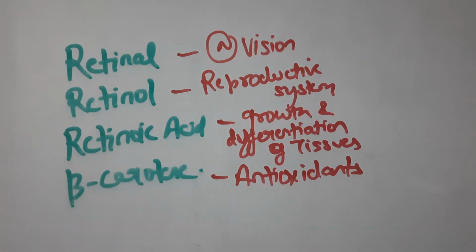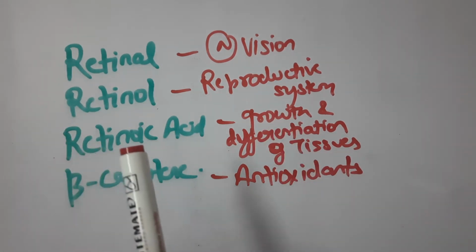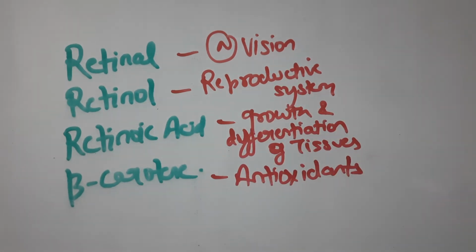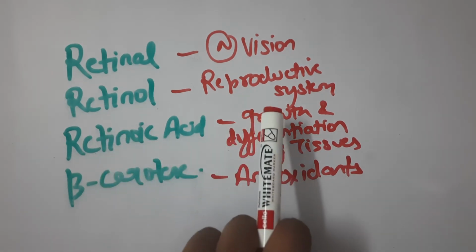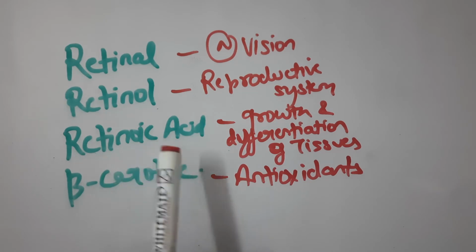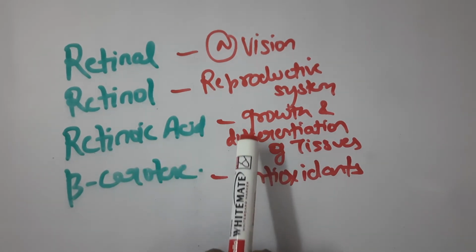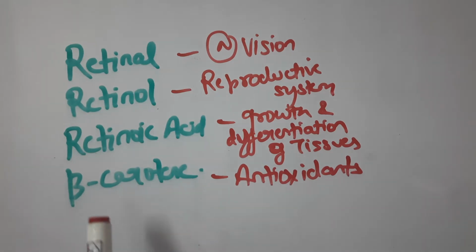If we talk about the biochemical role of vitamin A, which is very important to know, there are four forms of vitamin A. Retinal is required as an active form for normal vision. If we talk about retinol, it is necessary for the reproductive system. If we talk about retinoic acid, it is implicated in growth and differentiation of tissues. If we talk about beta carotene, it acts as an antioxidant. So this is the biochemical role of vitamin A. This is retinol, retinoic acid and beta carotene.